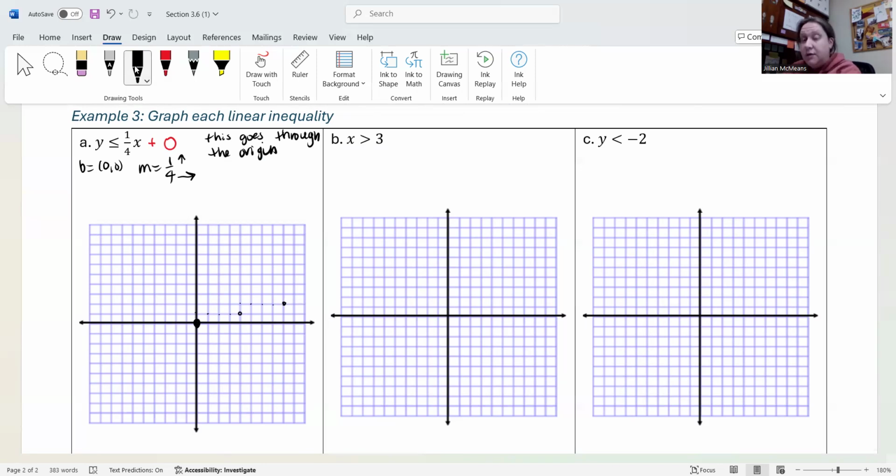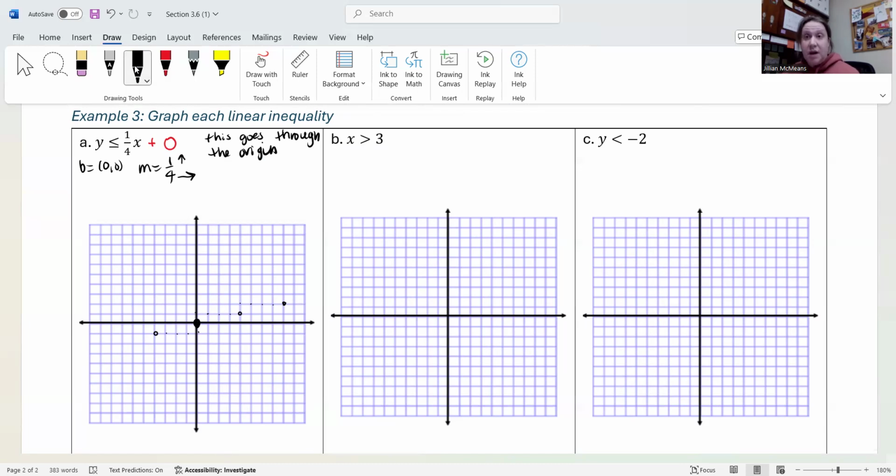I could also, instead of going up, go down. And instead of going right, I could go left. So I could go down 1 and to the left 4. Either way, we're on a line. Now, always at this point, be careful, double check. Should we connect with a solid line or a dotted line?